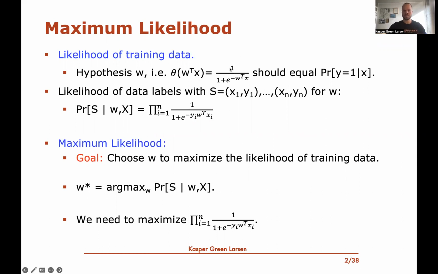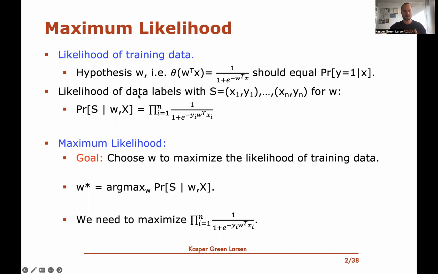And the sigmoid function here, this whole thing evaluates to 1 over 1 plus e to the minus inner product between W and X. And the intention is that this should equal the probability of seeing the label 1 given the feature vector x. That's the intention of what we would like to predict.